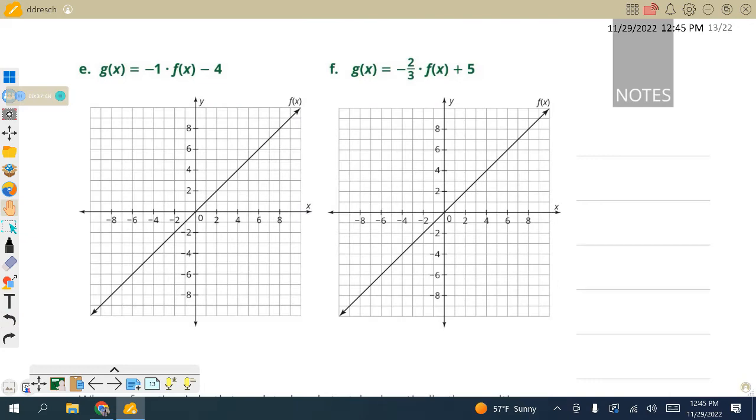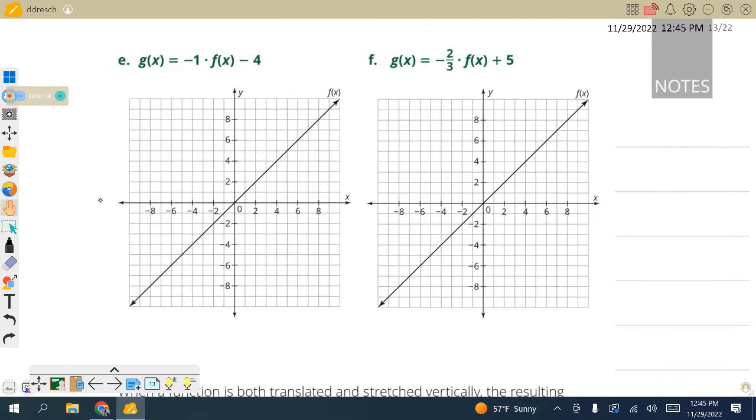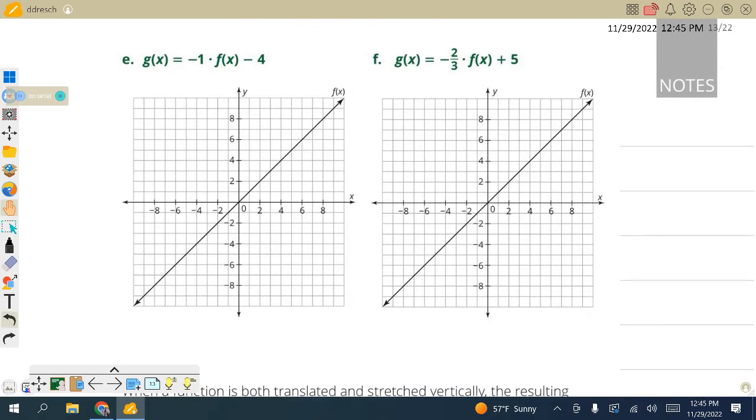I want to do the same thing here with you on letter E and letter F. Now, when I look at letter E here, what's the first thing that should jump out at me? Down 4. It's a -4 at the end. That's the quick one. We're going down 4 units. Am I doubling anything on this one? Am I tripling anything? Quadrupling? Multiplying it by half? 1.